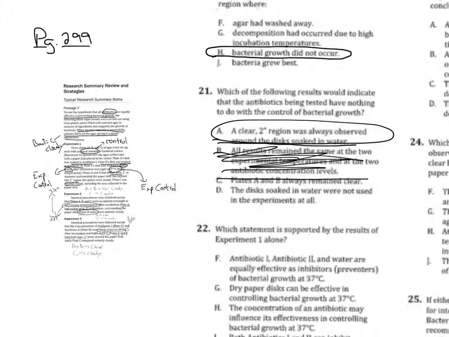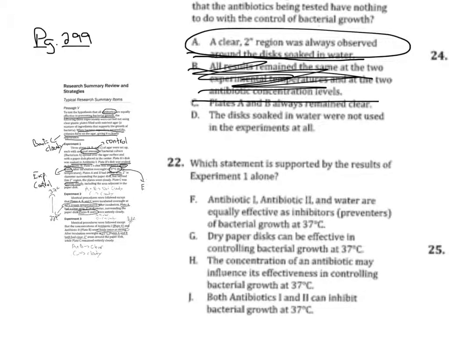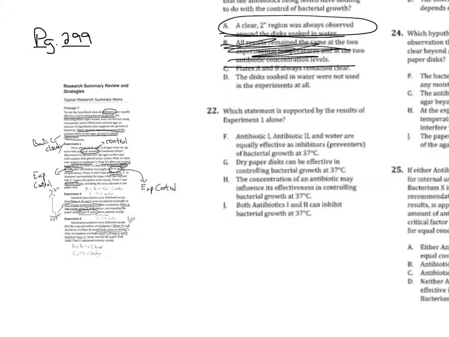And as you practice this more, you'll learn to kind of just see that, circle it, and you can move on. So let's look at 22. 22 says, which statement is supported by the results of experiment 1 alone? So we know experiment 1 was at 37 degrees. Choice F says antibiotic 1, antibiotic 2, and water are equally effective as inhibitors of bacterial growth. Well, in experiment 1, water made the bacteria cloudy, which showed us that the bacteria was growing. So it's not F.